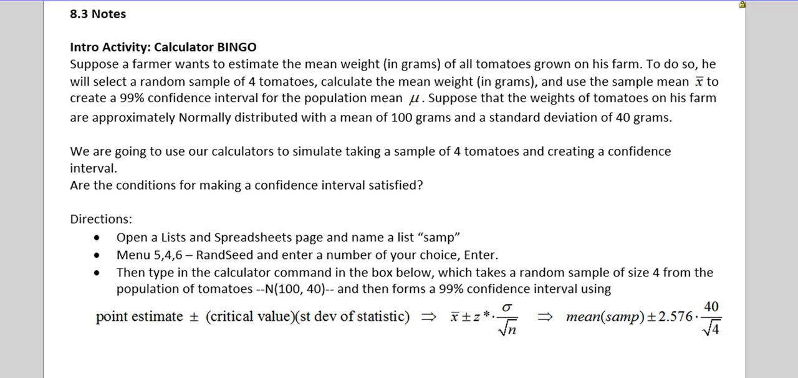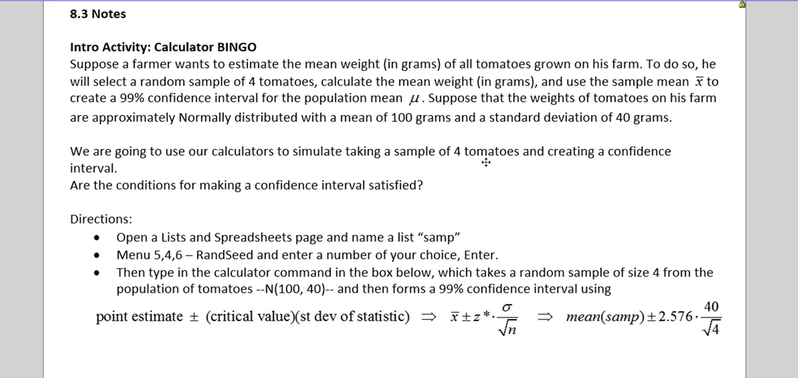So first of all, we should always check conditions. Are the conditions for making a confidence interval satisfied? Well, we have a random sample of 4 tomatoes, so the random condition is satisfied. We're doing a sample of 4 tomatoes, which is certainly less than 10% of all the tomatoes in his field, and it says that the population of tomatoes is approximately normally distributed, so that means the distribution of sample means would also be normally distributed. So we have satisfied the conditions.